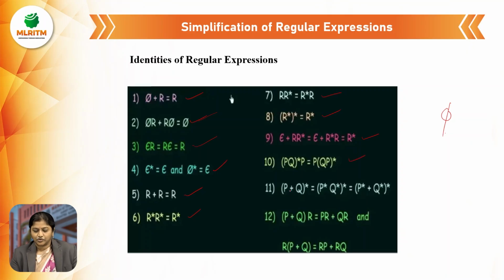Next, one more identity: (P plus Q) whole star is equal to (P star Q star) whole star, or (P star plus Q star) whole star. Next, (P plus Q) R is equal to PR plus QR, and R (P plus Q) is equal to RP plus RQ. So these are a few identities which are used to solve the problems. We should have an idea of all these identities. Then only we can solve the problems.